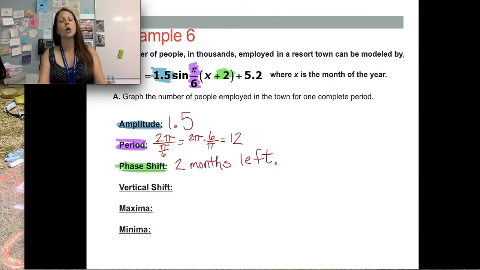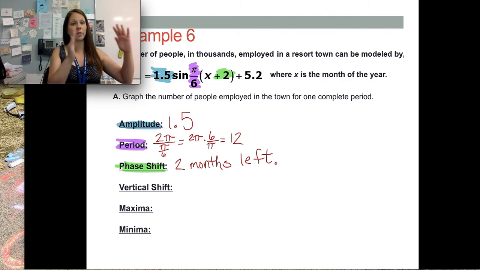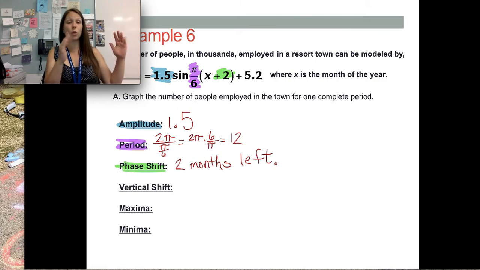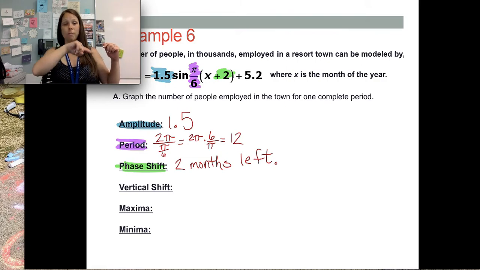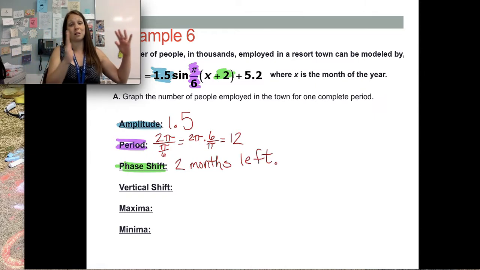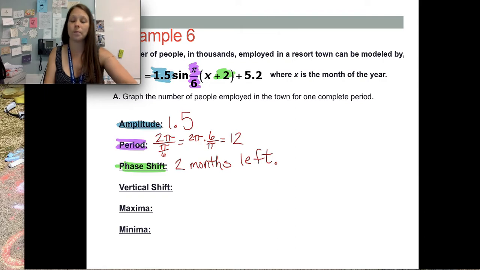So that means normally one length of the period would be from 0 to 2 pi, or from 0 to 12, but now we're going to shift everything back 2 months. If you're thinking about that parent function of the sine curve, it's going to look like that, but shifted backwards a little bit.